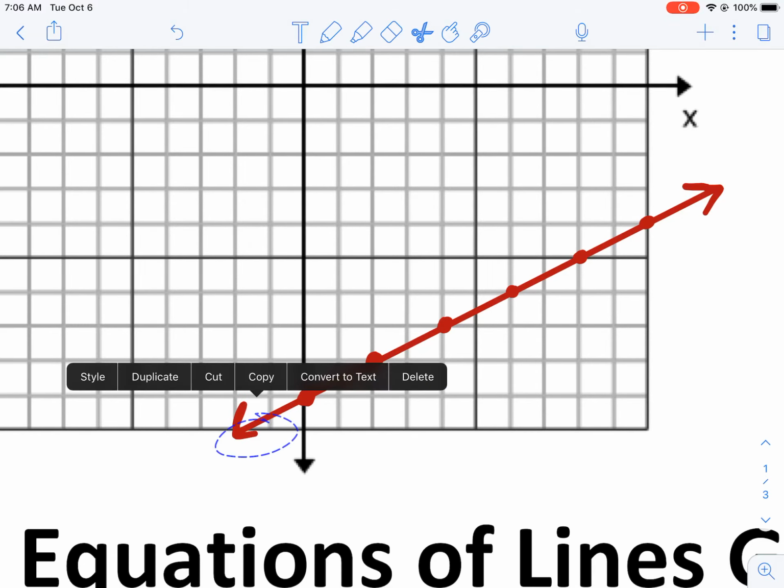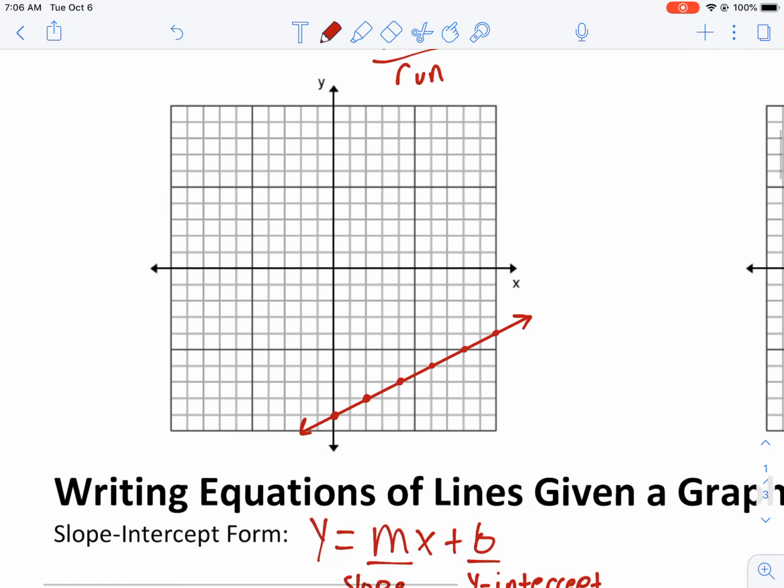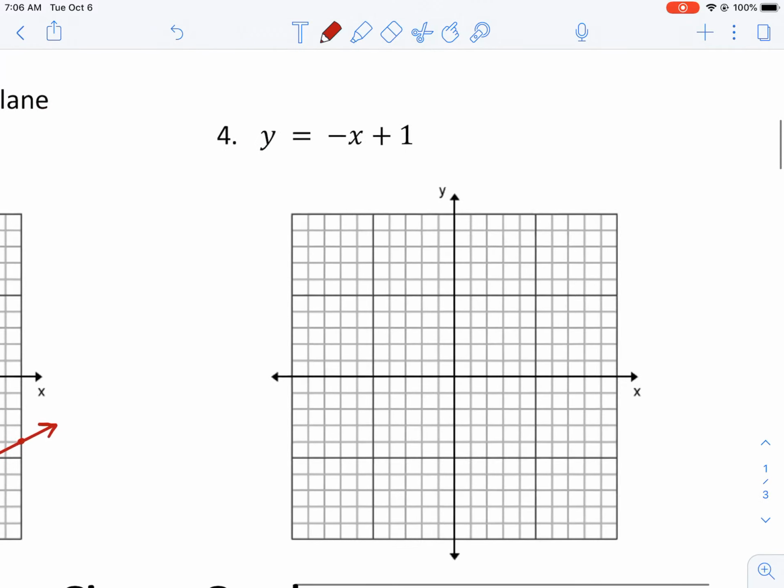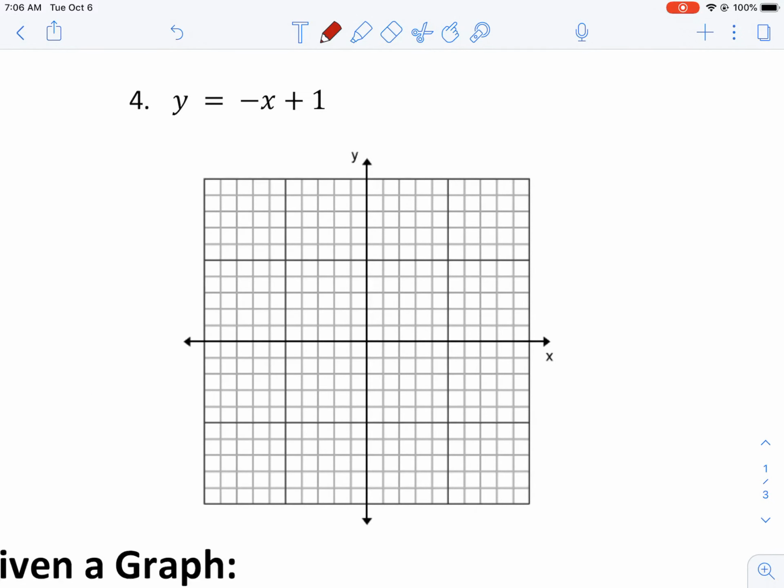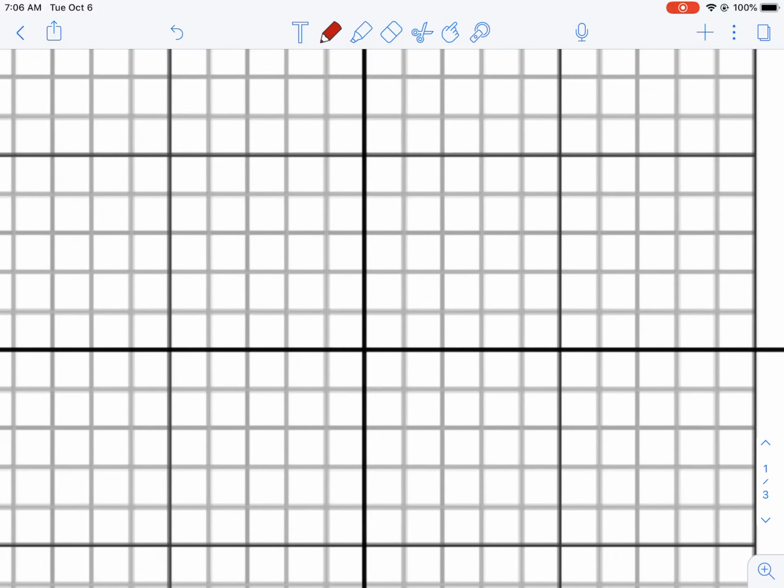But you guys have done this plenty of times before. You know how to draw the line through and draw arrows. All right, lines do not stop. So the second one, negative x plus 1. So our y-intercept is plus 1. So we're going to go up 1 on the y-axis and draw our first point.